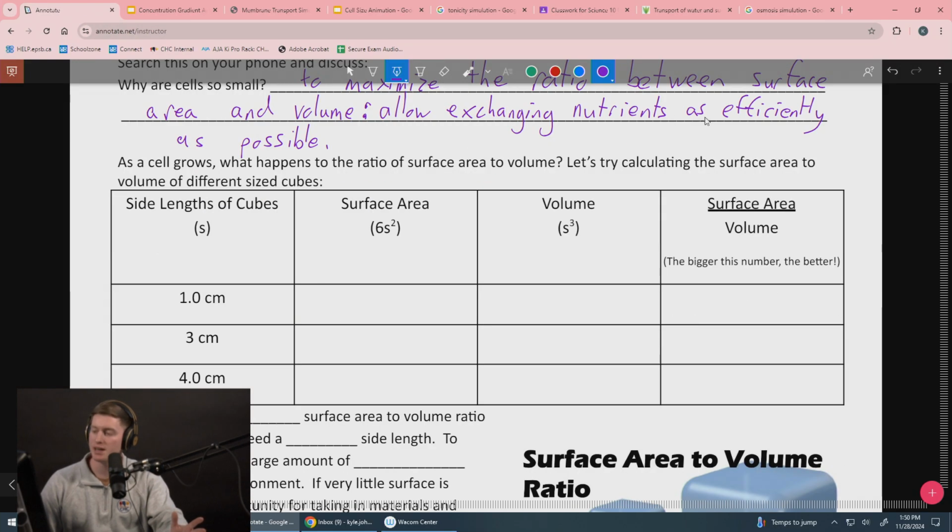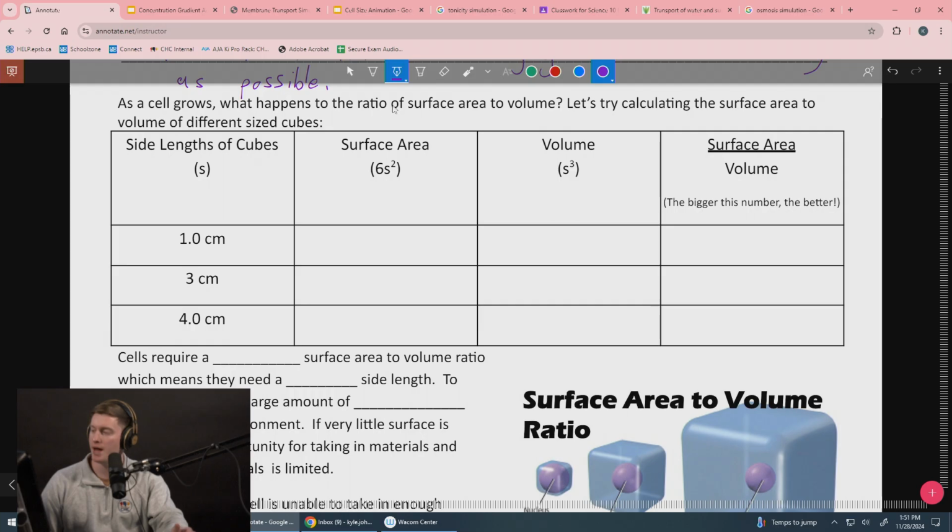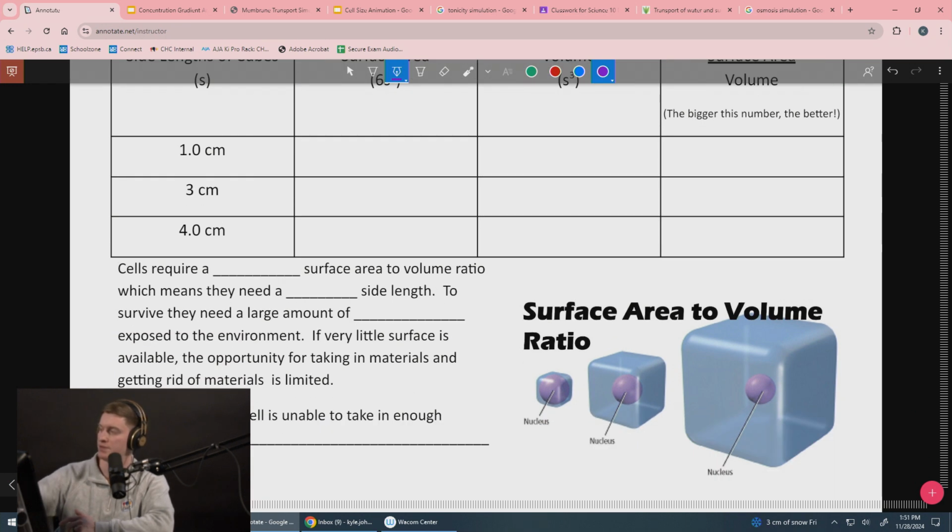Picture a cubic cell. As the cell grows, what happens to the ratio of surface area to volume? Let's try calculating the surface area to volume ratio of different sized cubes. Let's say that the side length of our cube is 1 centimeter. This is our 1 centimeter cube. This over here is our largest cube, our 4 centimeter cube.